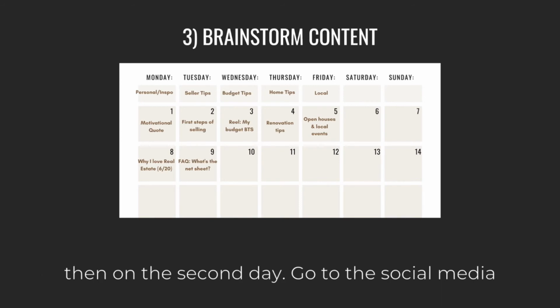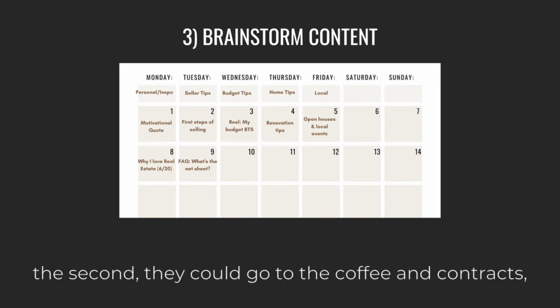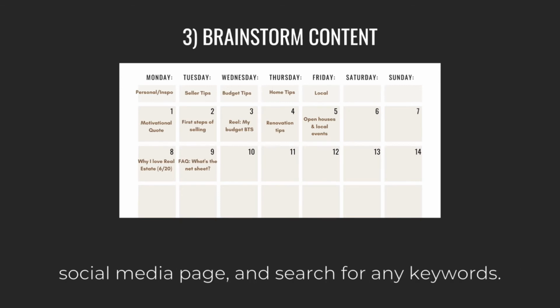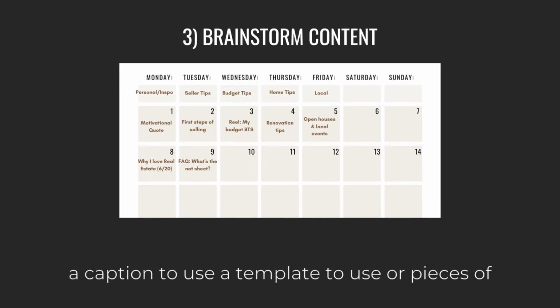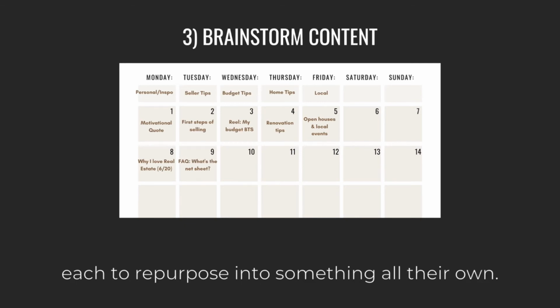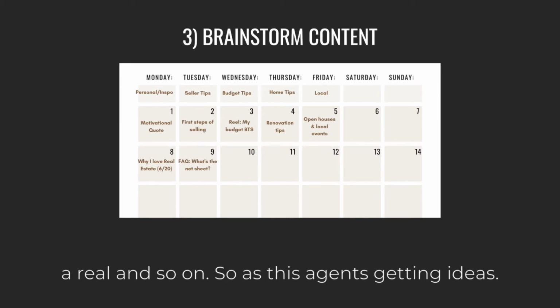So for this example, this agent could pull any motivational quote on that Monday the 1st from Coffee and Contracts. Then on Tuesday the 2nd, they could go to the Coffee and Contracts social media page and search for any keywords for the first steps of selling. They could find a caption to use, a template to use, or pieces of each to repurpose into something all their own. So you'll see Wednesday, they're going to post a reel and so on.